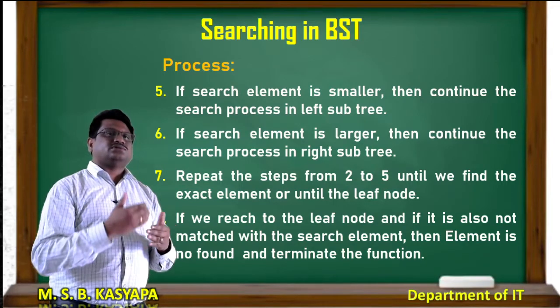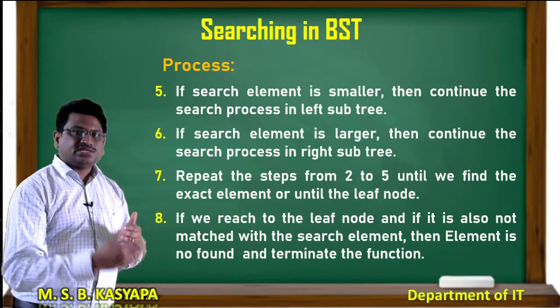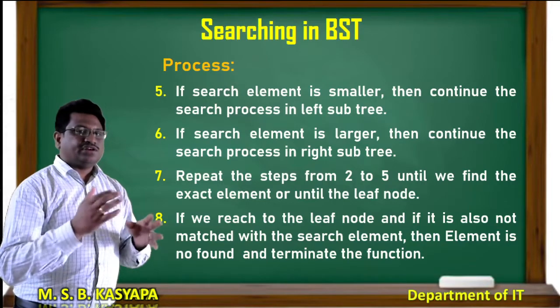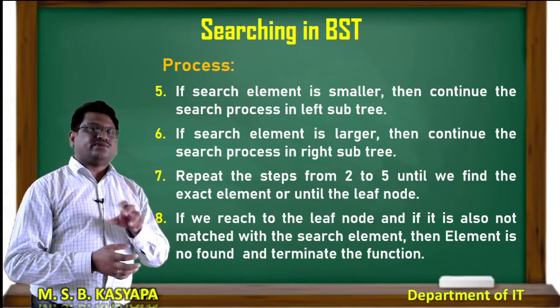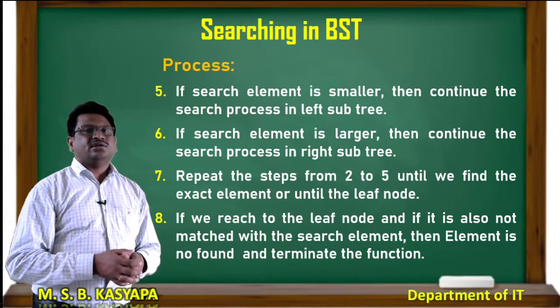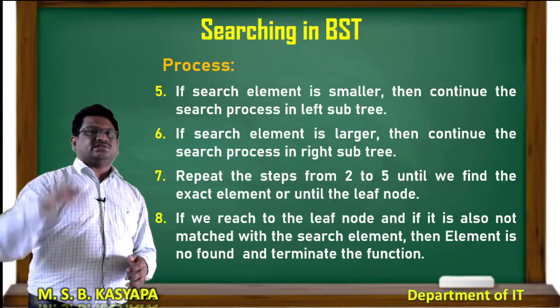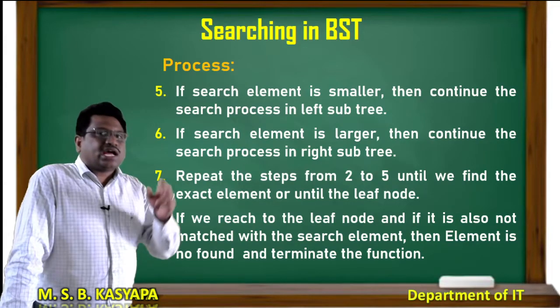Again I have to check from the root node. Am I right? So, I am checking whether the root node is equal to the desired value or not. If it is not the desired value, again I am checking whether it is a lesser value or greater value. Less value, I will proceed to the left subtree. Greater value, I will proceed to the right subtree. So, this process is continuously done.